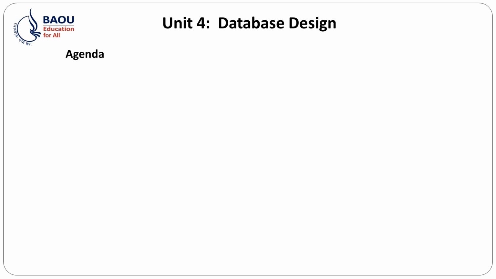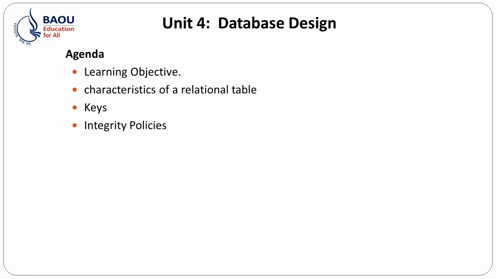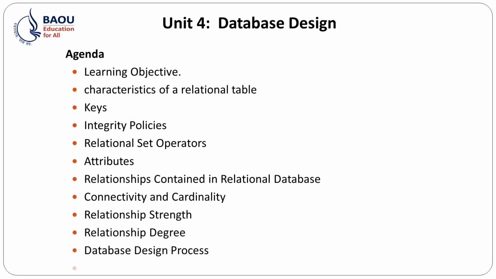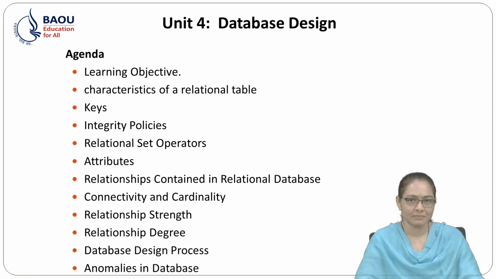First of all, we see the agenda of Unit 4: learning objectives, characteristics of relational table, keys, integrity policies, means integrity rules, relational set operators like union, intersect, minus, product, join, select, etc. Attributes, relationships contained in a relational database, connectivity and cardinalities, relationship strength, relationship degree such as unary, binary, ternary, etc.